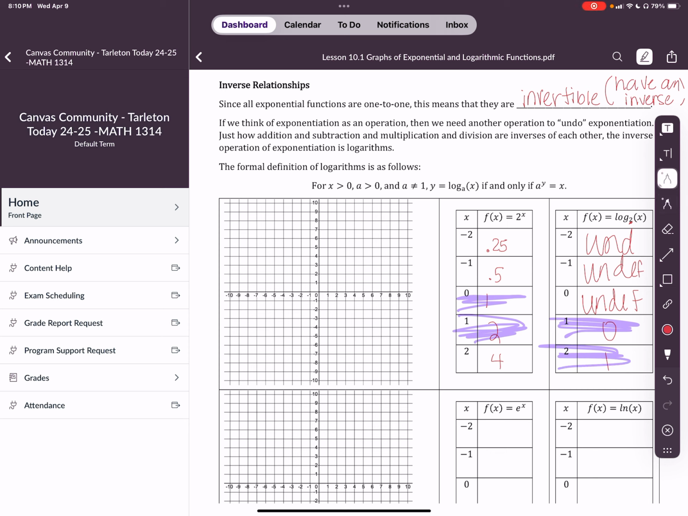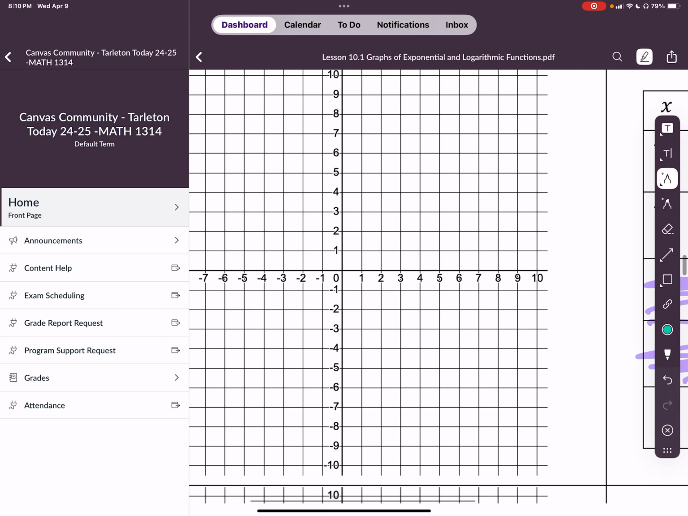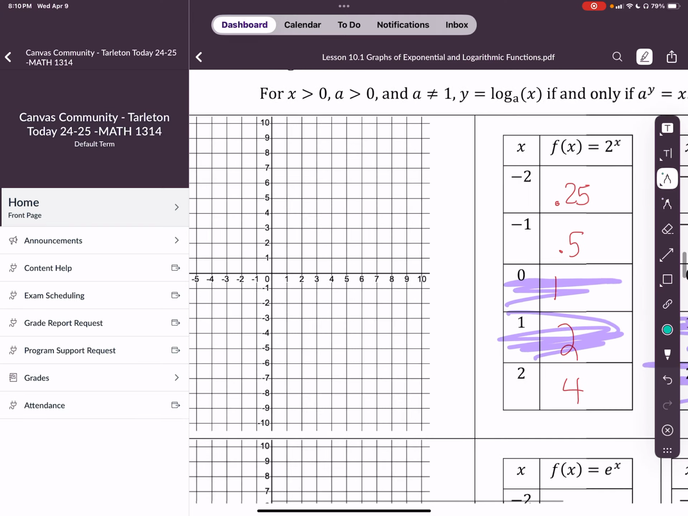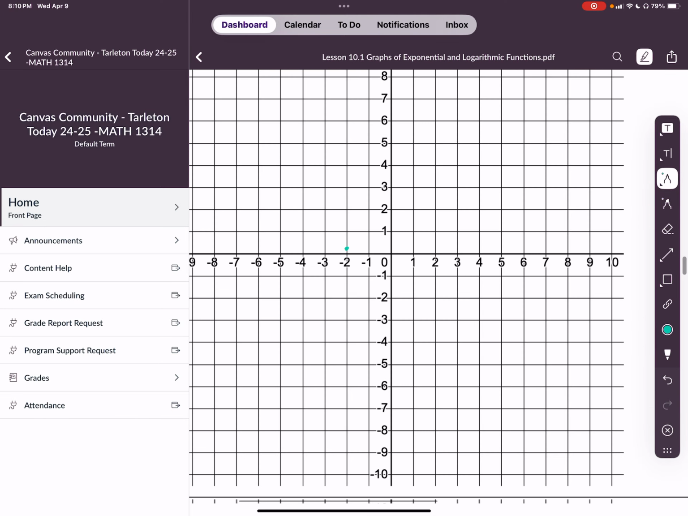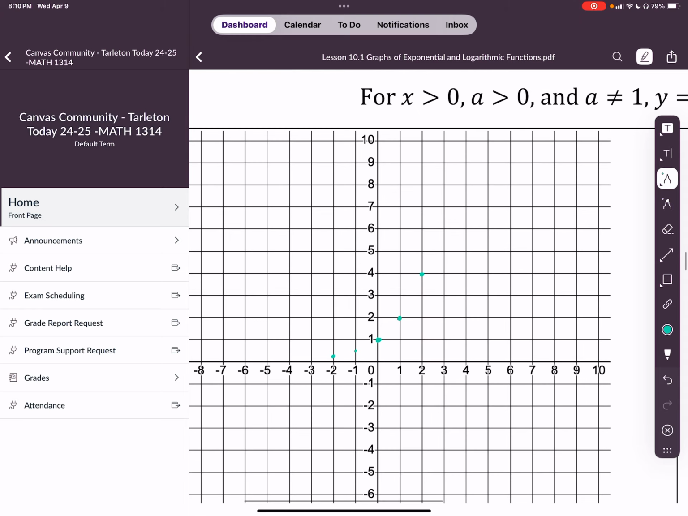So we do need to go ahead and graph this. I'm going to graph it in 2 different colors just because I want to keep it clear. So -2 was 0.25, -1 was 0.5, 0 is 1, 1 is 2, and 2 is 4. You can even go further and say 3 is at 8. Sorry, that's not perfect.